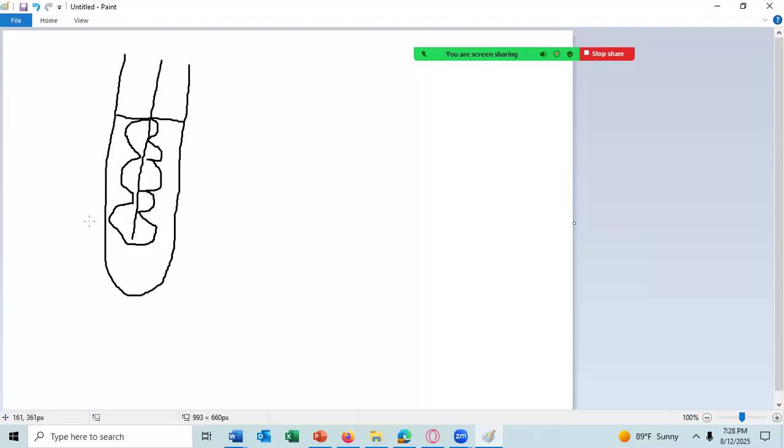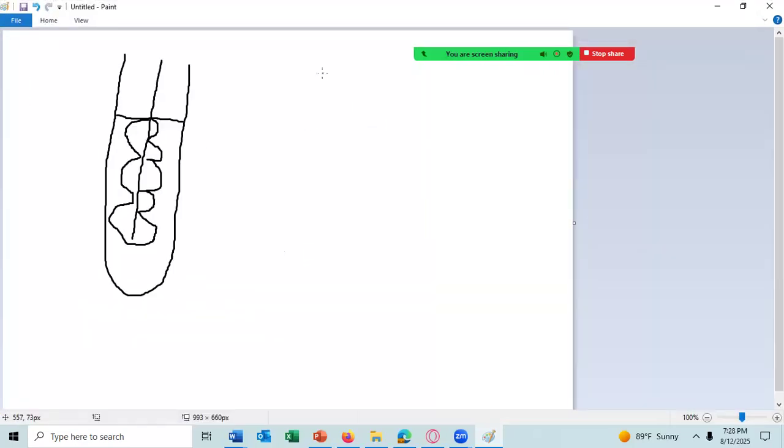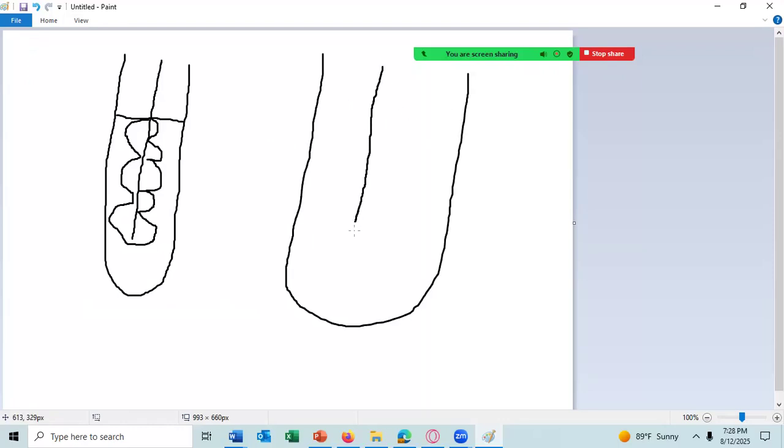This bacteria is slightly motile. If it's highly motile, it would swim everywhere. And if it's slightly motile, you see it growing out of the stab, the stab mark. If it's non-motile, it'll only grow on the stab. So it'd only be there. Any question about any of that?